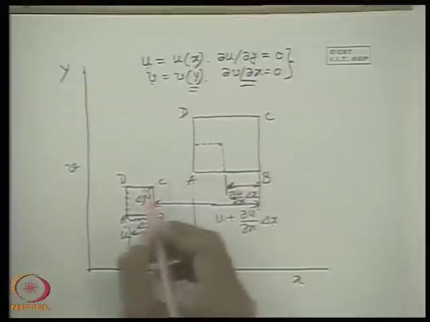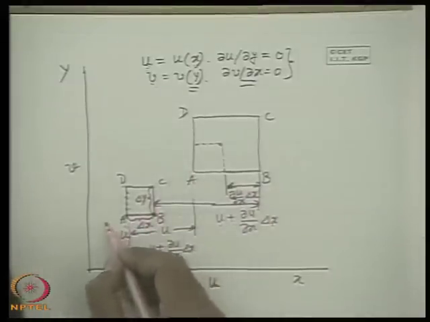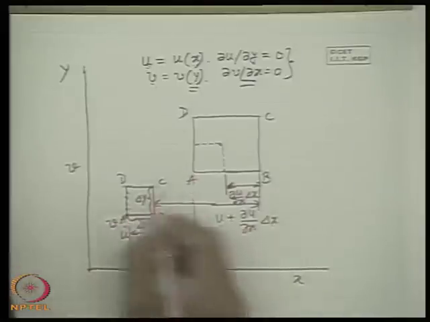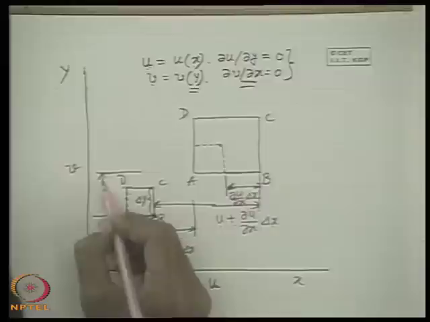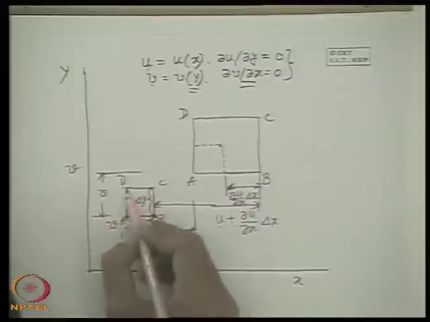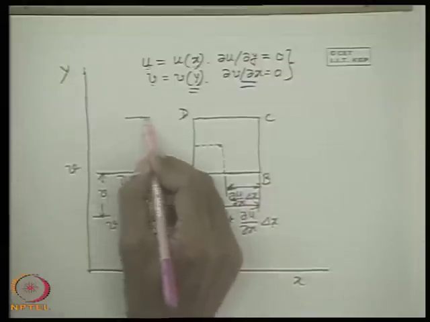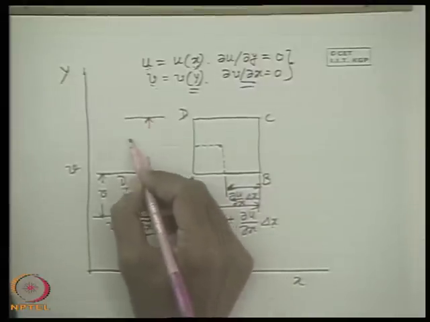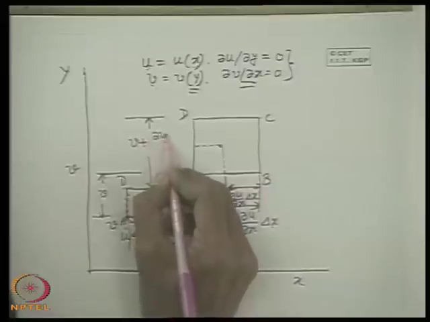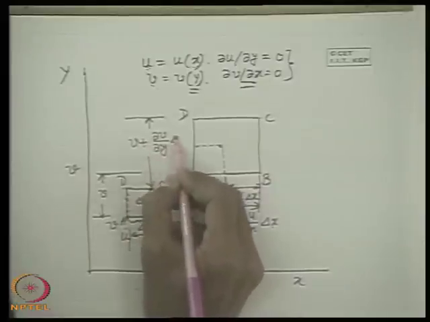In a similar way, if the velocity here at A is v, the y component, that means the displacement of A per unit time is v, whereas the displacement of D per unit time will be more than v, that means it is v plus del v del y delta y. Why?